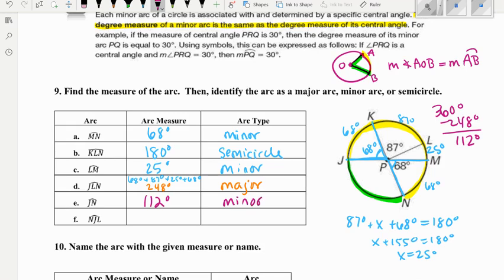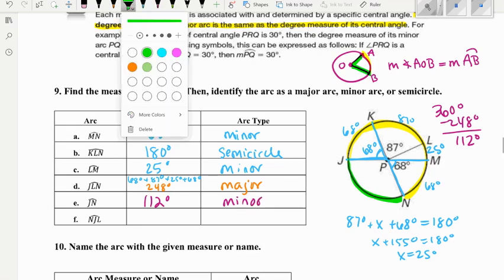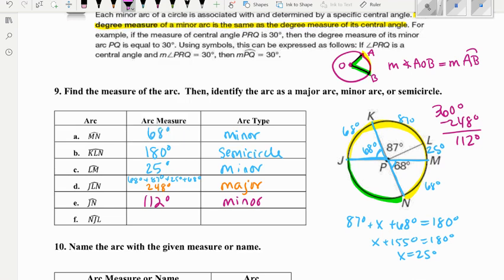And then the next one we want to find is arc NJL. So N to J to L would be from here all the way around. So we just need to add up those values that we found. We just said this is 112 degrees. So 112 plus 68 plus 87 gives us 267 degrees, and that is a major arc.